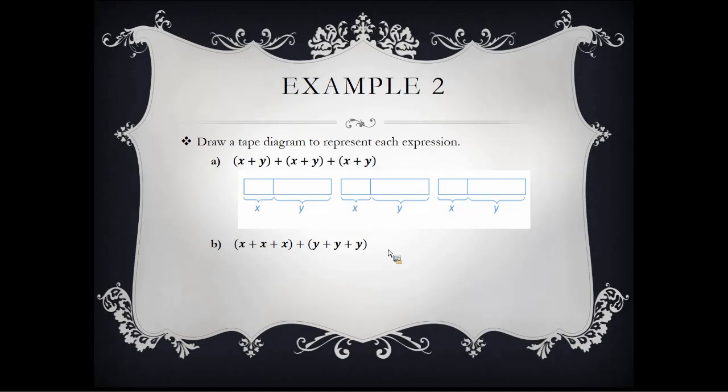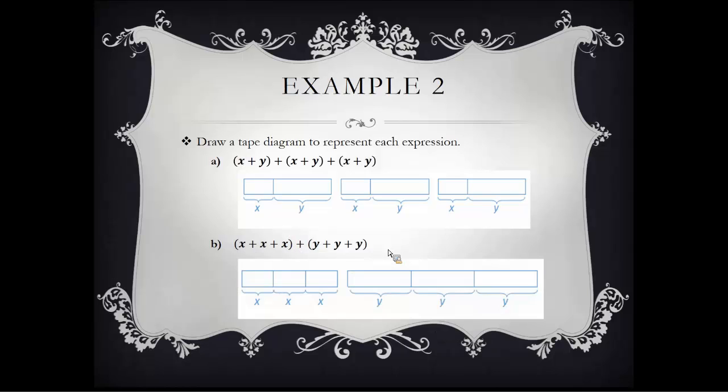For part B, if we were to make a tape diagram of the expression that we are given, we would have x 3 times right next to each other, so x, x, x, y, y, y, and we could add the sums together. Add the products, add the sums together.